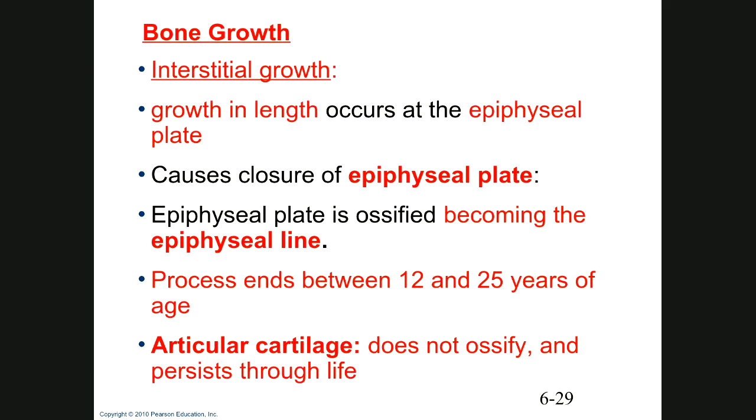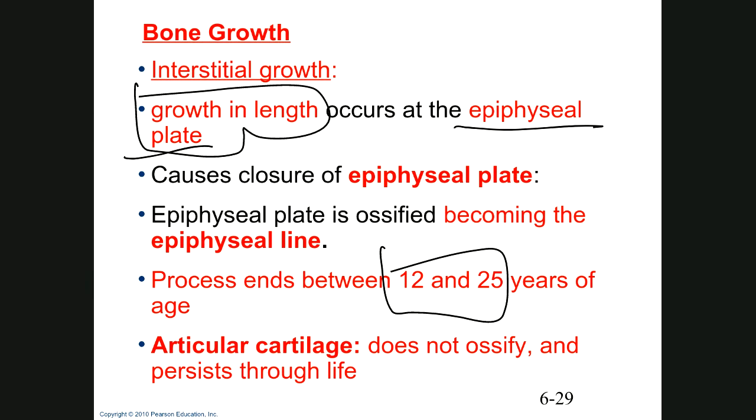Interstitial growth, on the other hand, refers to the growth in length of the bone that takes place at the epiphyseal plate. This kind of process ends between 12 and 25 years of age, depending on the sex and on the genetics. The articular cartilage is found at the end of the epiphysis, and hopefully that never ossifies if we're lucky.